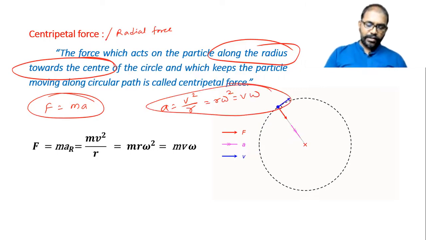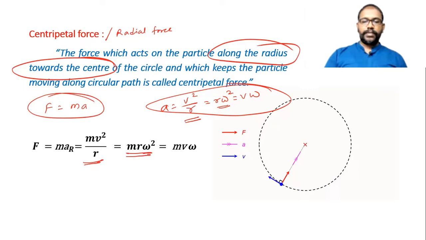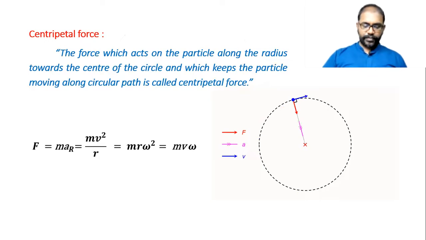If I substitute the first formula, we get mv square by r as the centripetal force. If I substitute the second formula of centripetal acceleration, I get mr omega square as the centripetal force. If I substitute the third, mv omega, we get mv omega as the centripetal force.